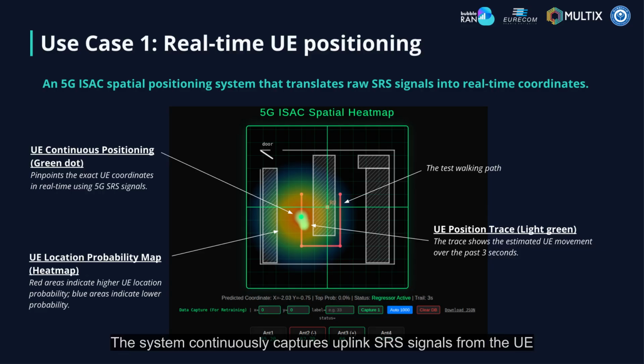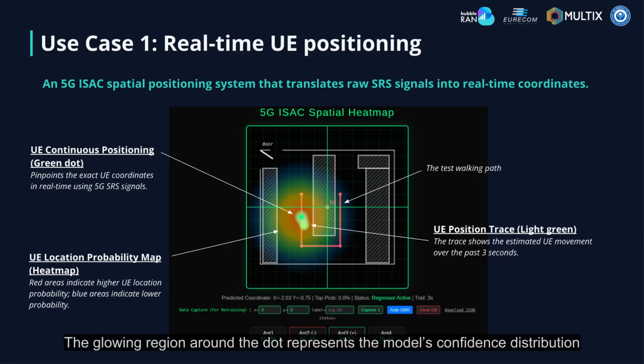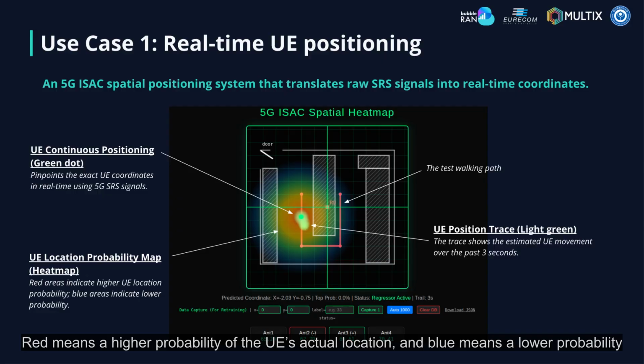The system continuously captures uplink SRS signals from the UE and converts them into spatial coordinates in real time. Here, the green dot shows the estimated UE position, while the light green trail shows its movement over the past 3 seconds. The glowing region around the dot represents the model's confidence distribution. Red means a higher probability of the UE's actual location, and blue means a lower probability.